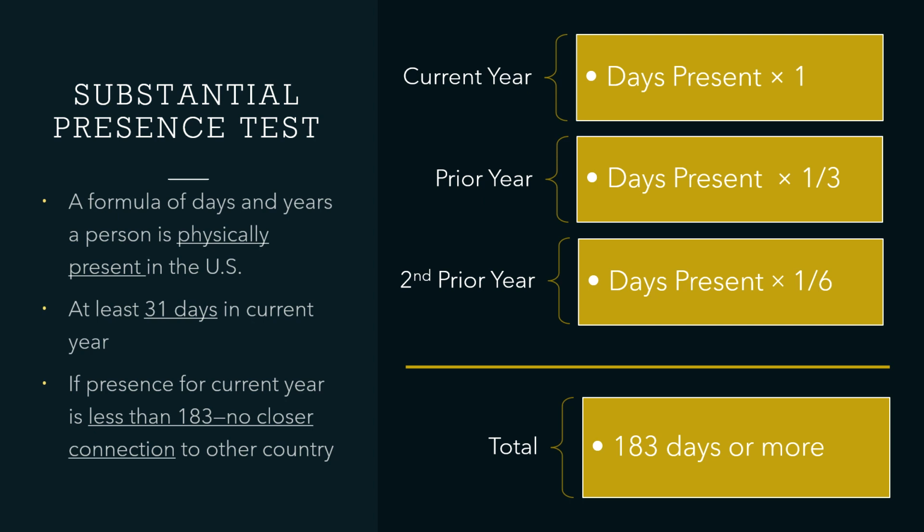Once we get to those numbers, we total them all up, and if our client was in the US 183 days or more, they can be taxed as a resident alien. They will fill out Form 1040, and we can assist them with that. If, however, they have not been present for 183 days, then we would need to refer them out to a different preparer. They would need to fill out Form 1040-NR for non-residents. They would be a non-resident taxpayer.